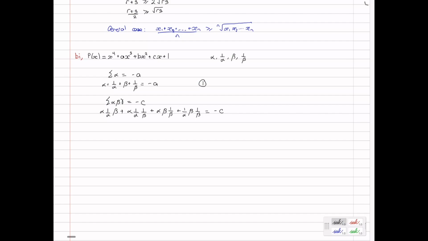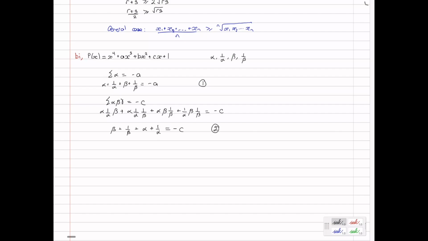Let's simplify that a little bit. In the first term, the alpha divided by alpha leaves just beta. Again, alpha and alpha cancel in the second term, and we're left with 1 on beta. In the third term, we're left with alpha, and in the fourth term, we're left with 1 on alpha. So that should be equal to negative c. And so that's equation 2.